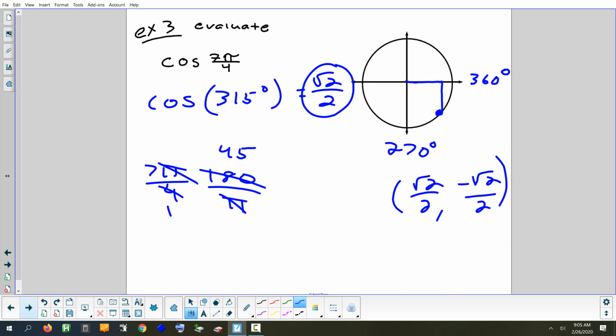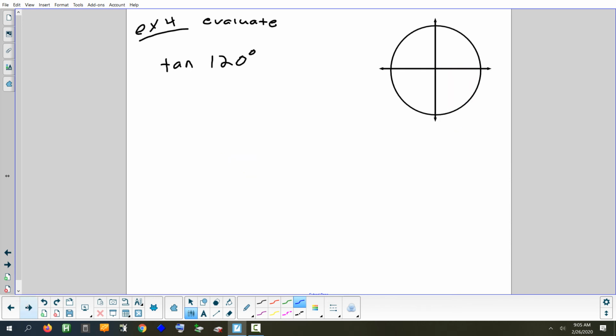I didn't do every trig function of every 45, like we could have done the sine, the tangent, the secant, the cosecant, and the cotangent. But I just picked just the cosine. Any questions on that? All right, so 45s aren't as bad because you know both numbers are root 2 over 2. You don't have to worry about the order.